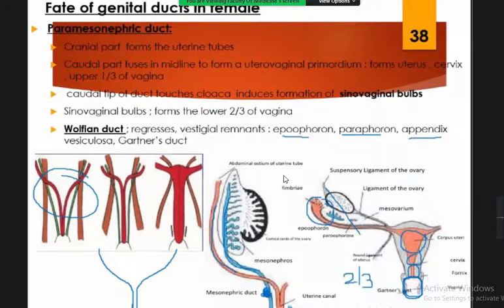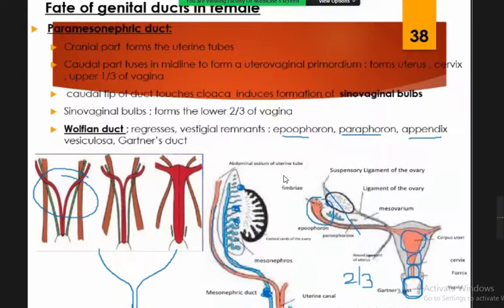But then we also have a persistence of the tubules themselves that will end up giving us the epoophoron and the paroophoron. We are also talking about persistence of the remnant to give us the appendix vesiculosa, similar to the appendix testis that we saw in the male.